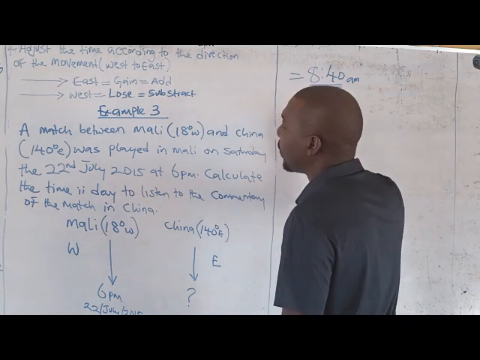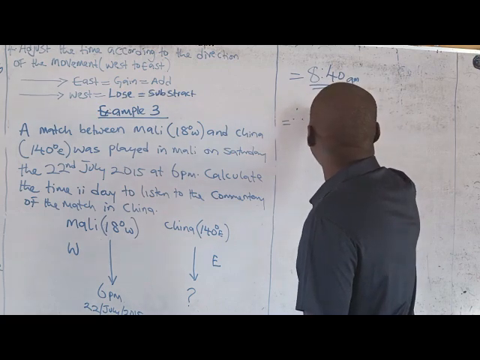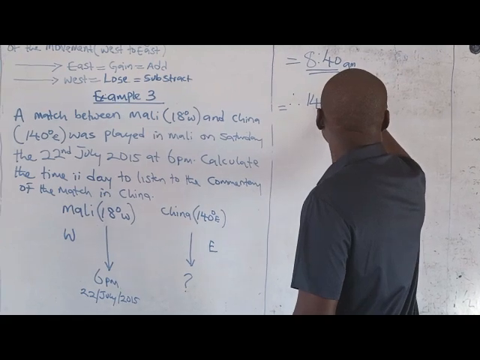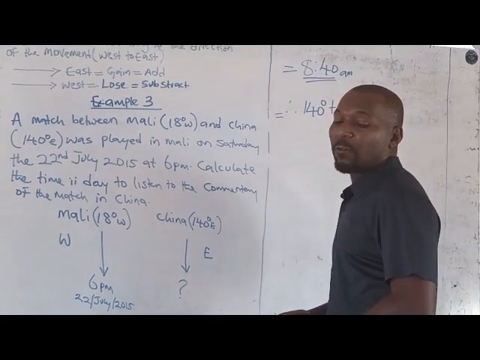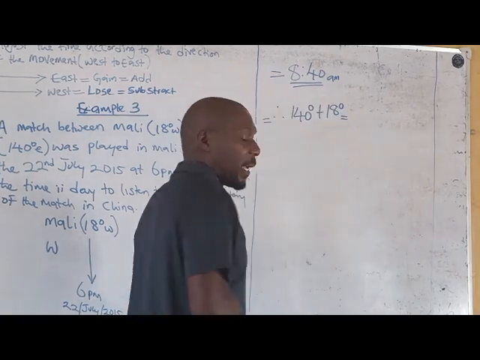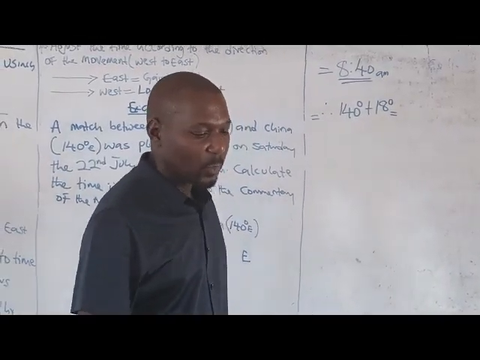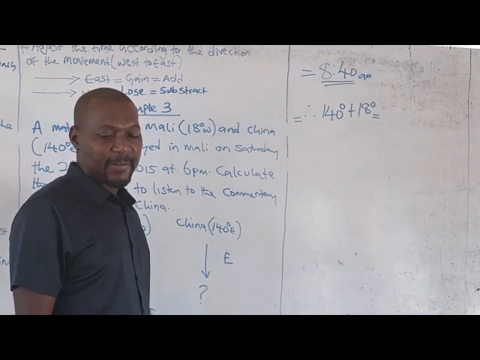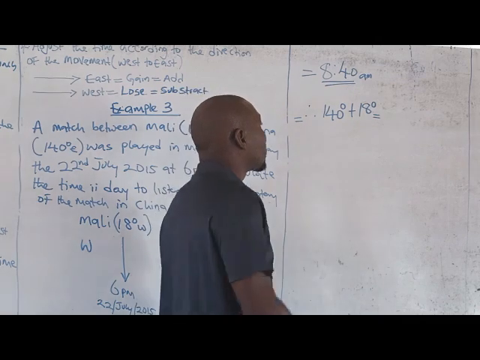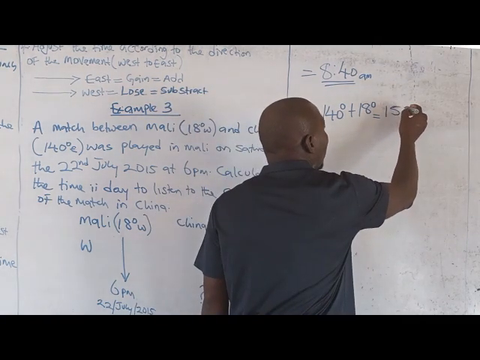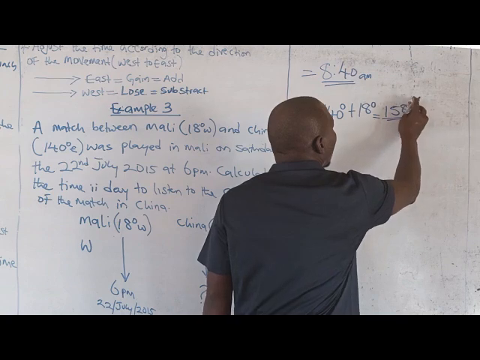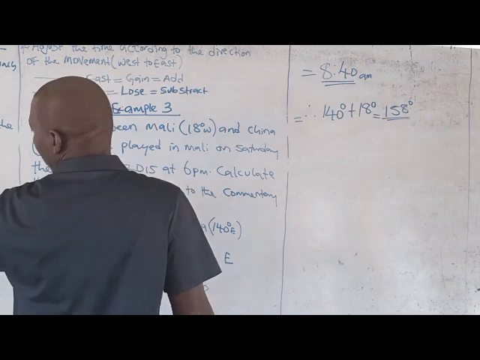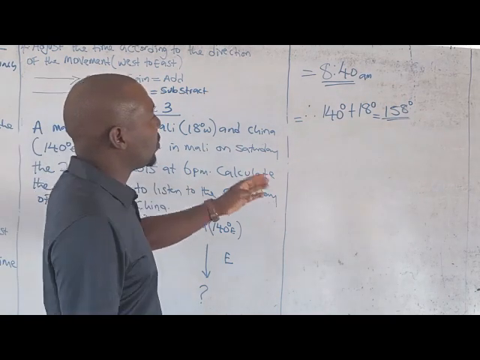Therefore, 140 degrees plus 18 degrees. What will be our answer? Our answer when you add this is 158 degrees. So we have added the longitudes together, and now we got 158 degrees.